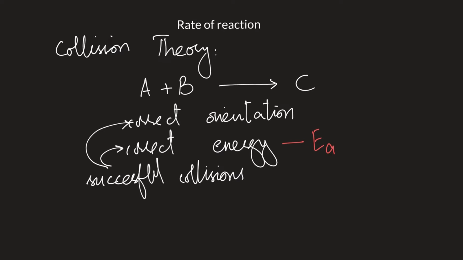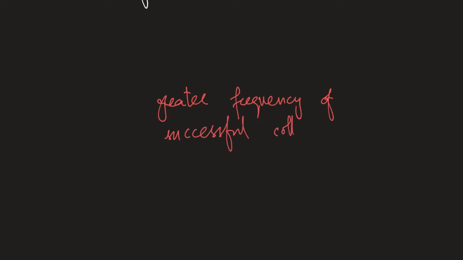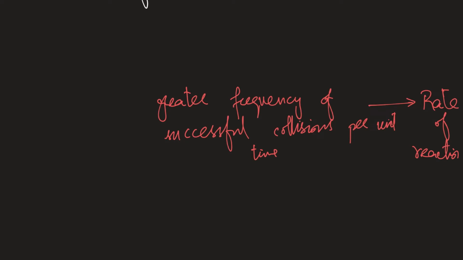Now there are 5 factors that do this, and all of them basically lead to a greater number of successful collisions. So we say there's a greater frequency of successful collisions per unit time. And if we're able to do that, this will lead us to a greater rate of reaction. Now, what are those 5 factors? The first factor basically works on just solids, and that factor is surface area.